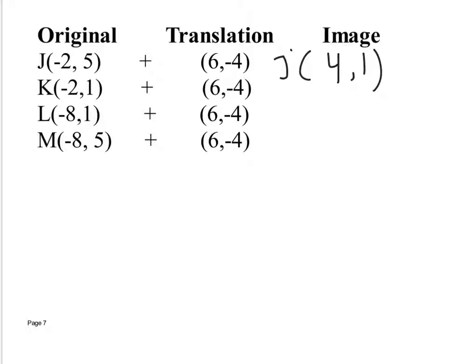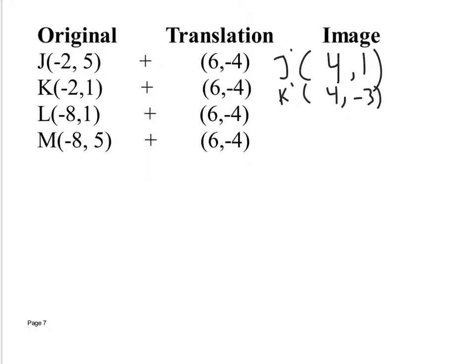Alright, let's do K prime. -2 plus 6 we know is 4. 1 minus 4 is -3. So I've done J prime and K prime. I want you to do L prime and M prime, and I'm going to come check.